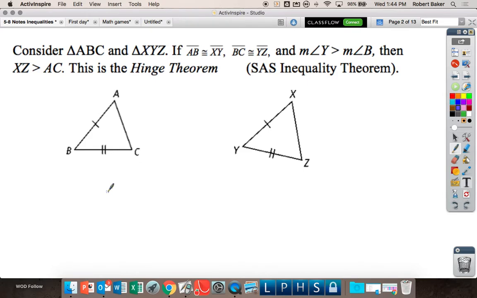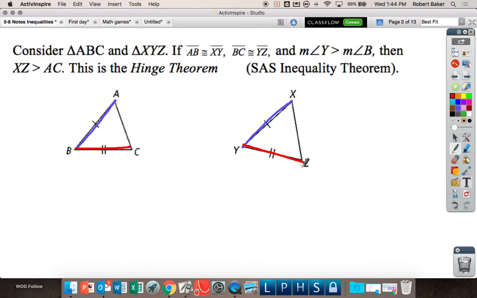So one thing that has to happen is you have to have two sides that are congruent. Are those two purple lines the same size? Yes. And then you have to have another set of two sides that are congruent. So I have purple and red.